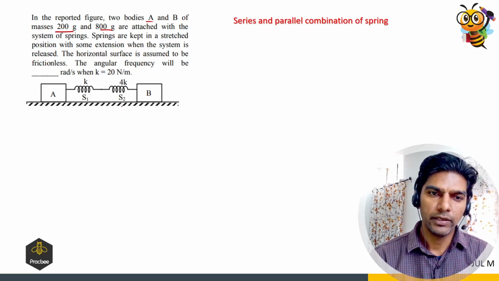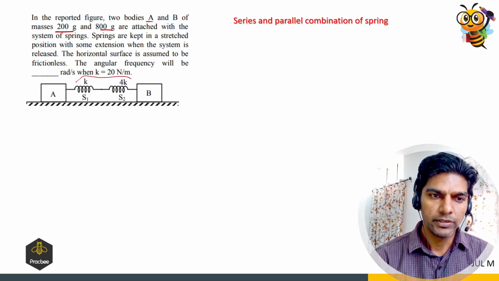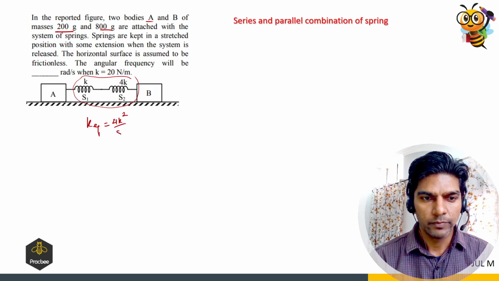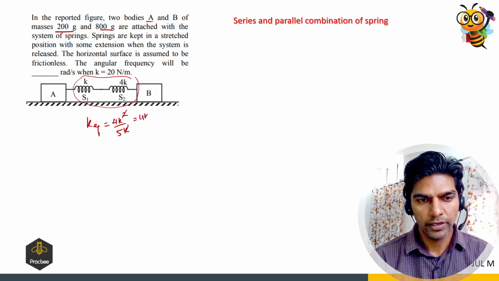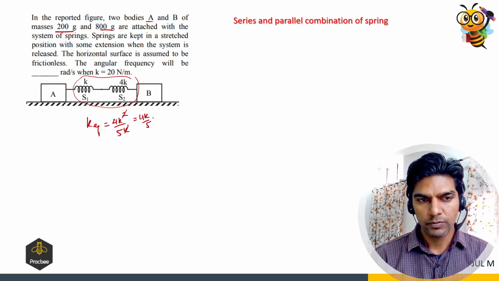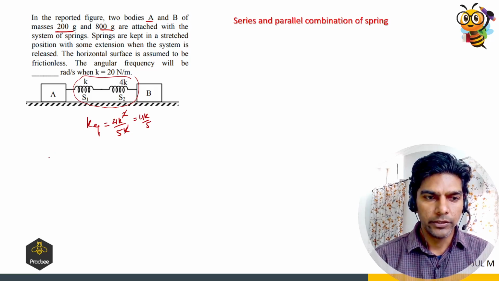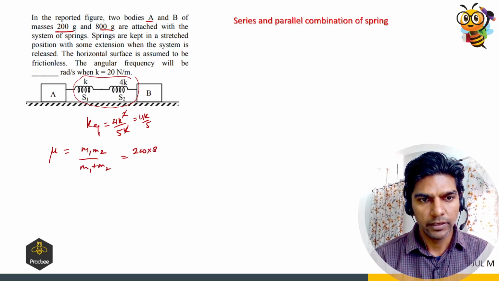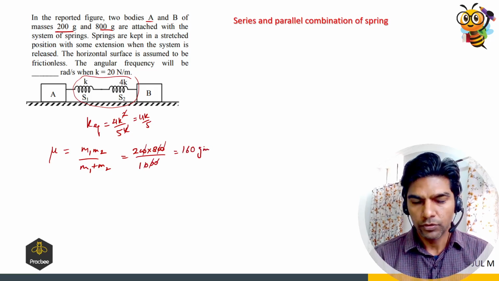I told you, when we have two springs in series, K equivalent will be 4k square divided by 5k, so that will be 4k by 5. So we got the equivalent spring constant. And what is the reduced mass of this system? That will be m1 m2 upon m1 plus m2. So this comes out to be 200 times 800 divided by 1000. So it is 160 grams. So we got the reduced mass.